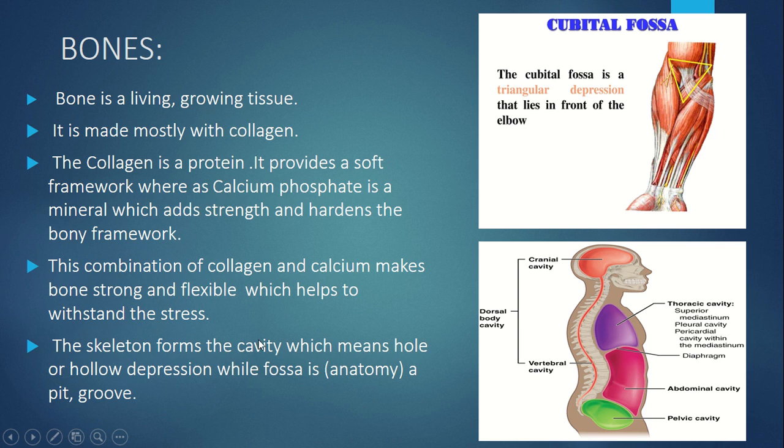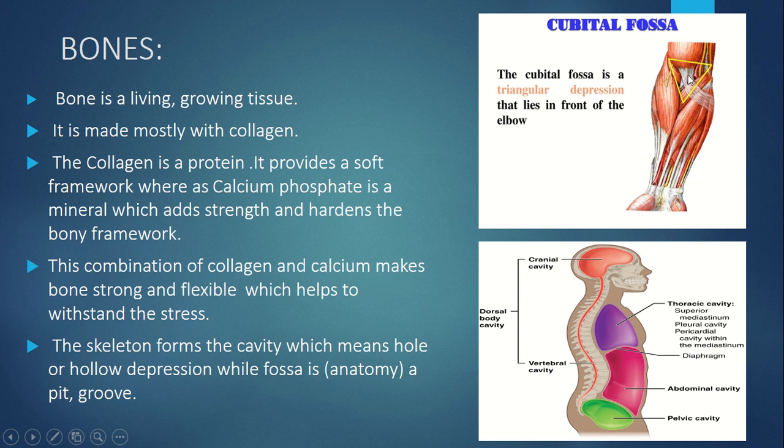The skeleton forms the cavity, which means a hole or hollow depression, while a fossa is a pit or groove. As I mentioned earlier, the skeleton forms the cavity. Here you can see the cranial cavity, the vertebral cavity, the thoracic cavity, the abdominal cavity and the pelvic cavity. These cavities are present because this space is needed for the protection of the organs inside. And here you can see a cubital fossa.